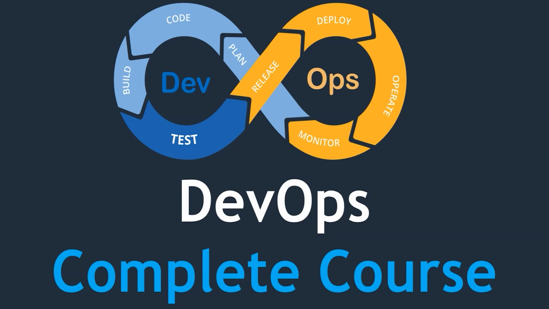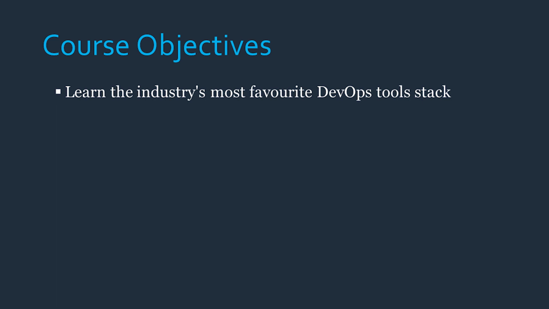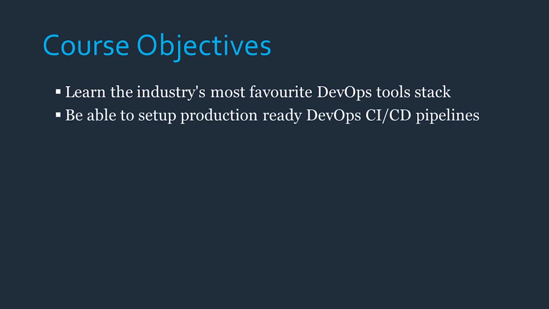Before diving into DevOps, let's see what our course or training objectives are. Our course objectives are quite simple. In this course, you are going to learn the industry's most favorite DevOps tools stack. I mean, at this moment in the industry, which DevOps tools are mostly used, those tools are covered in this training. Next, you are able to set up production-ready DevOps CI/CD pipelines. Once you complete this course, you can create your own CI/CD pipelines for your environments or for your projects. These are the objectives of this course.